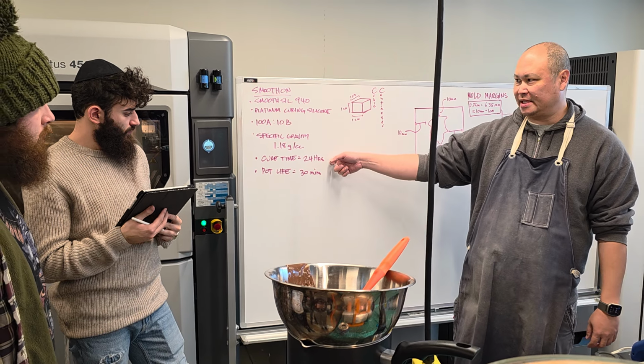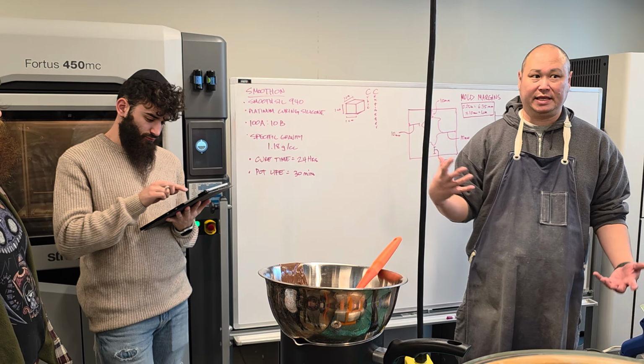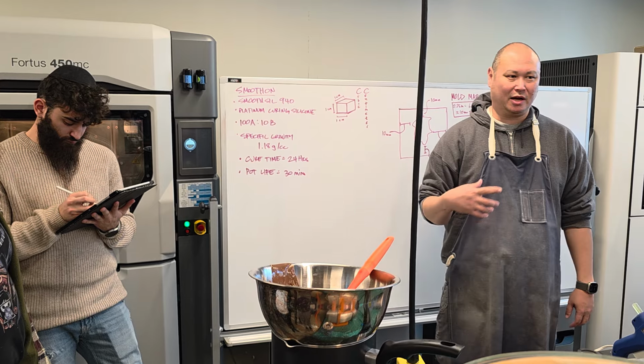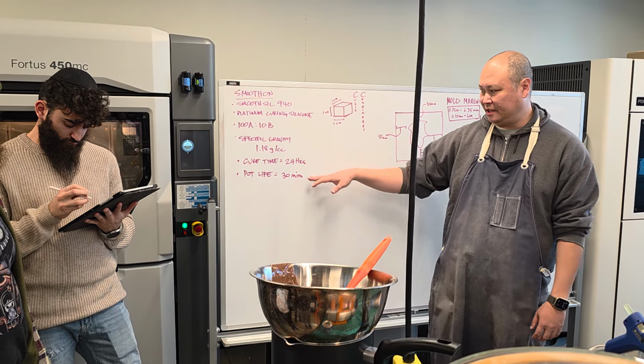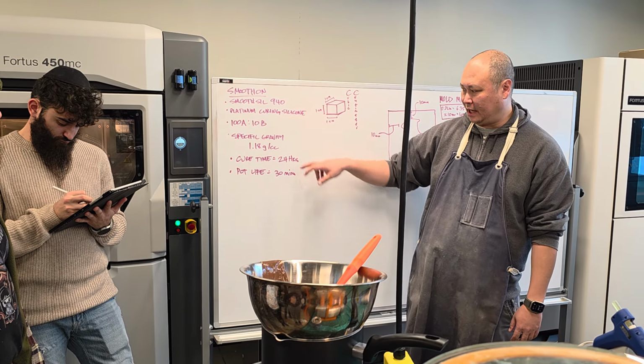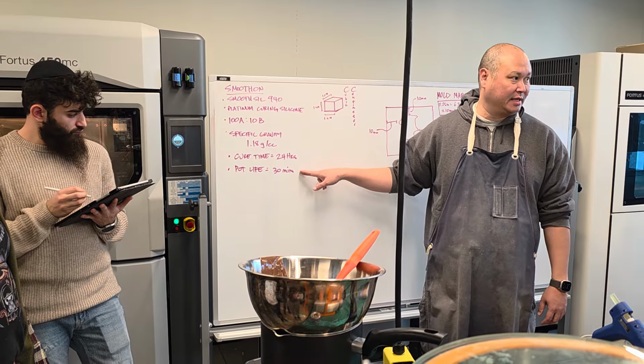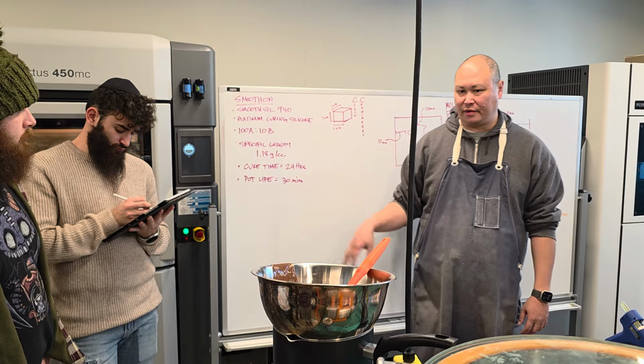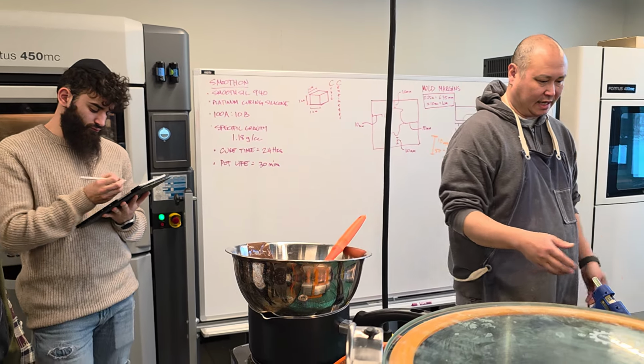So cure time is how long it takes for the mold to completely set up and be ready to demold and use. Our pot time is essentially our working time. So what this means is when we mix part A and part B together, we've got 30 minutes to get it in the mold or else we're done. Once we reach over 30 minutes, then the stuff starts to set up.